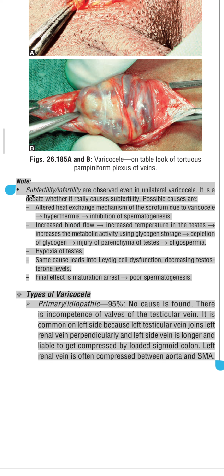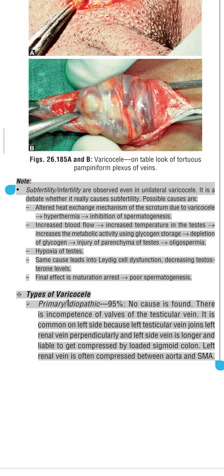Possible causes are an altered heat exchange mechanism of the scrotum due to varicocele, leading to hypothermia, then inhibition of spermatogenesis. Increased blood flow leads to increased temperature in the testes, which increases the metabolic activity using glycogen storage, then depletion of glycogen, then injury of parenchyma of the testes, then oligospermia. Hypoxia of the testes from the same cause leads to Leydig cell dysfunction, decreasing testosterone levels. The final effect is maturation arrest and poor spermatogenesis.